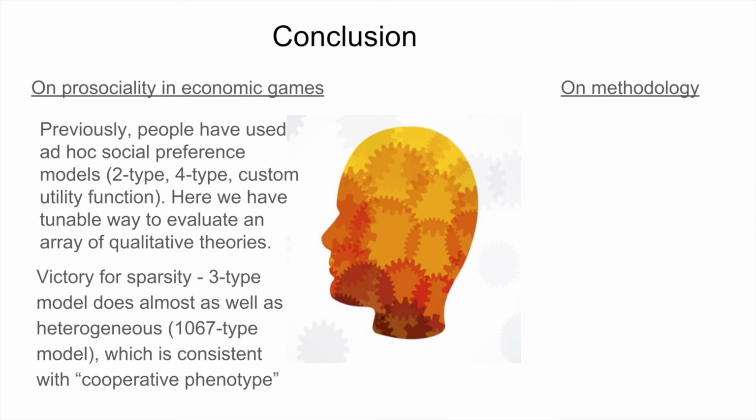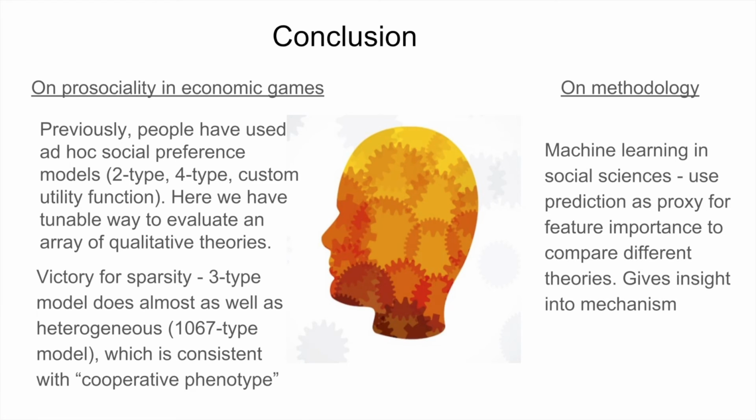The 3-type model does almost as well as a heterogeneous model, which, since we had 1,000 participants, is a 1,000-type model. So this shows that you only need a couple of groups to explain all the variance in these different people. So this is substantiating the cooperative phenotype. On the methodology side, it's using machine learning in the social sciences in a way that hasn't really been done before. We use prediction as a proxy for feature importance to compare lots of different qualitative theories in a quantitative way. And this gives insight into mechanism in an unstructured way, which previously wasn't possible.